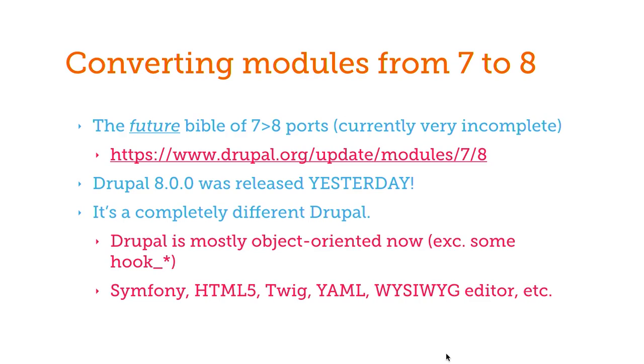We're using Twig for all the templates, the PHP template. There's YAML, or basically anything that is serialization of information. So all your info files are now YAML files. The routing is YAML. The configuration that gets serialized from your data into files is also YAML. There's a WYSIWYG editor finally in core.